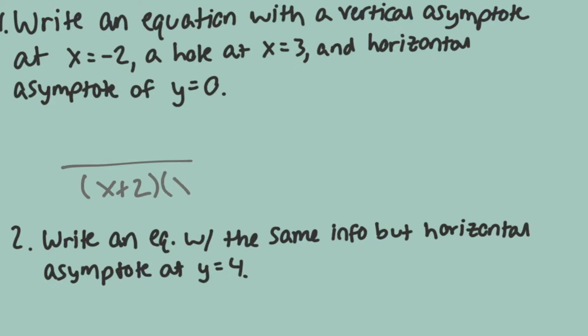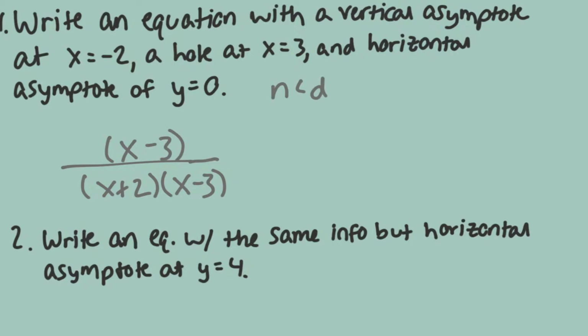Holes also come from the denominator, but remember it's the factors that canceled with the numerator, which means we also need an x minus 3 in the numerator. And a horizontal asymptote at y equals 0. So it's always easiest to do your horizontal asymptote last, but now that we're doing it, we have a horizontal asymptote at 0, which means the numerator degree has to be less than the denominator degree.